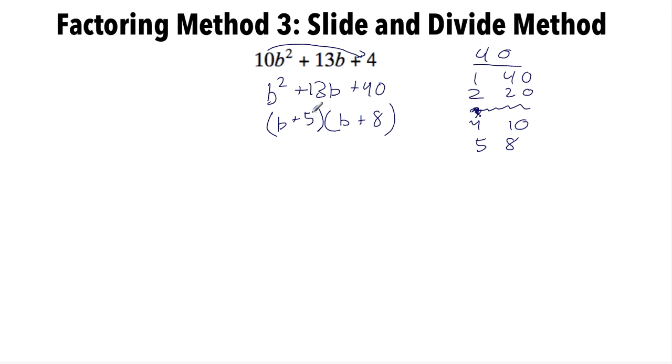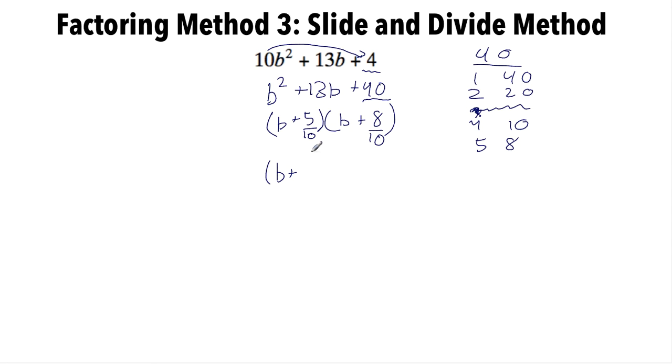Now that, when multiplied together, would give us b squared plus 13b plus 40, not what we wanted, 10b squared plus 13b plus 4. So actually what we do is we ask, what do we have to do to get from 40 to 4? And the answer is we have to divide by 10. So instead of adding 5, we add 5 divided by 10. Instead of adding 8, we add 8 divided by 10. This is the divide part of slide and divide.